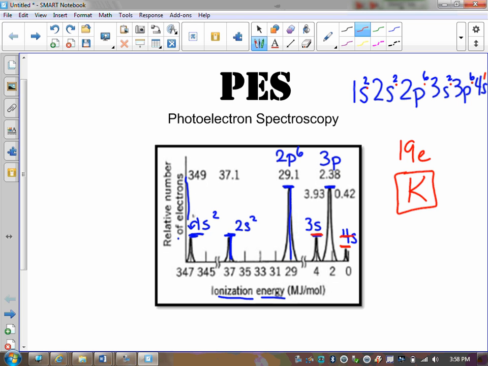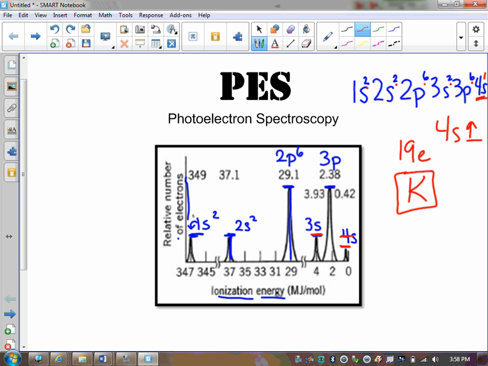So a couple of different questions they could ask you using this graph. They could have shown you this graph and said, what element does this PES graph represent? That's one very simple idea. They could have asked you, how many valence electrons does this element have? And you would have seen that the valence energy level was the 4th energy level and that there was 1 electron, so that would be 1 valence electron. They could ask you how many unpaired electrons there are. Again, you have your 4s, and there's only 1 orbital and there's 1 electron in it, so it would be 1 unpaired electron.